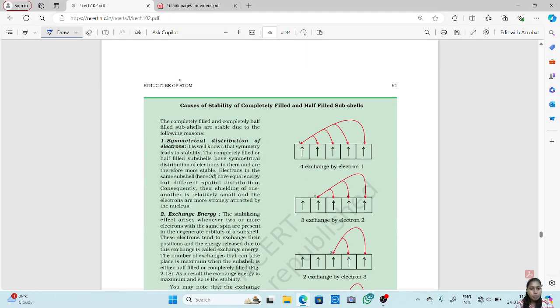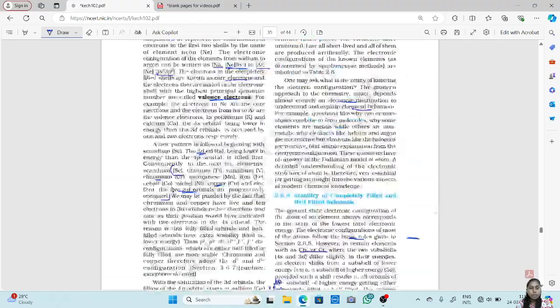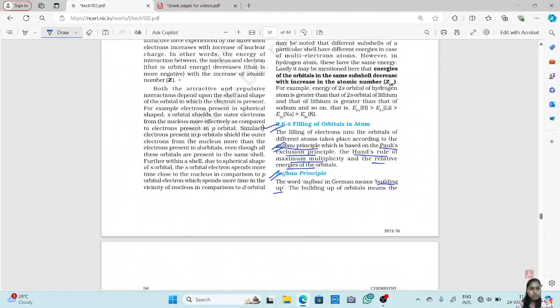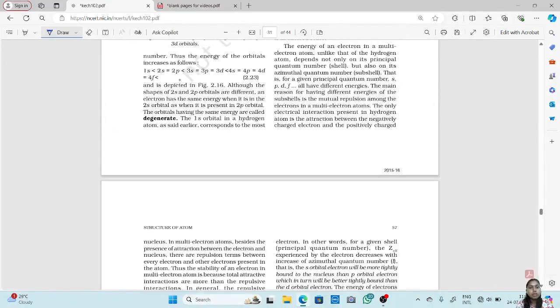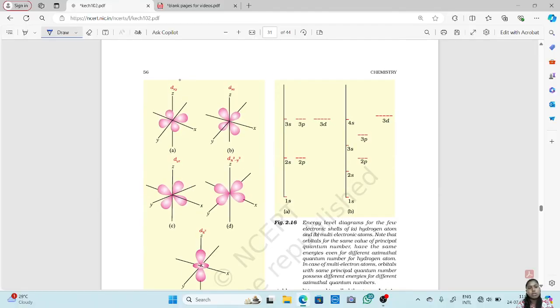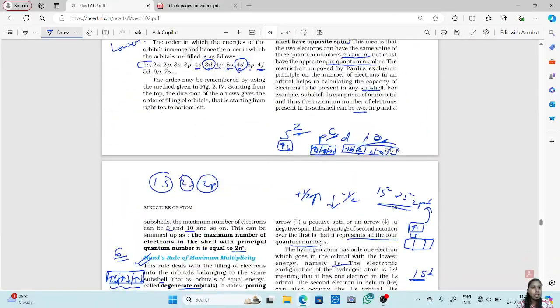So this is the last part of the chapter. Okay, I hope you all have understood what this chapter basically is. It's about the structure of atoms. What is the structure of the atom and what is the model which we use now? It is the quantum mechanical model. And in this quantum mechanical model, how electrons are arranged, how orbitals are filled up, and how to represent them, all these things are given in this chapter.